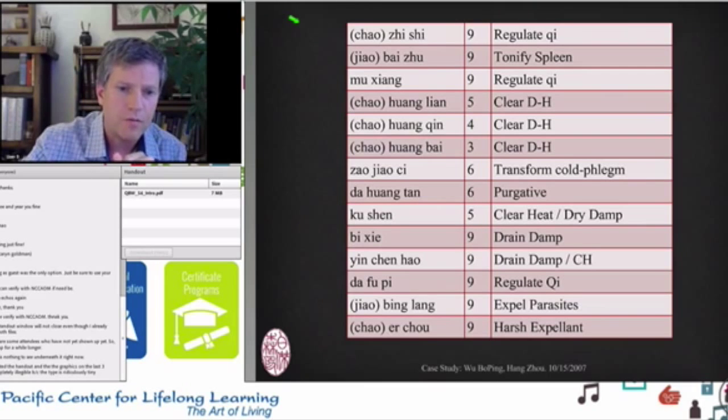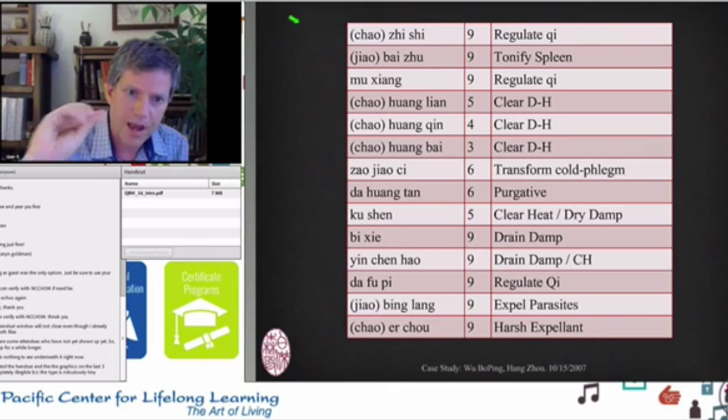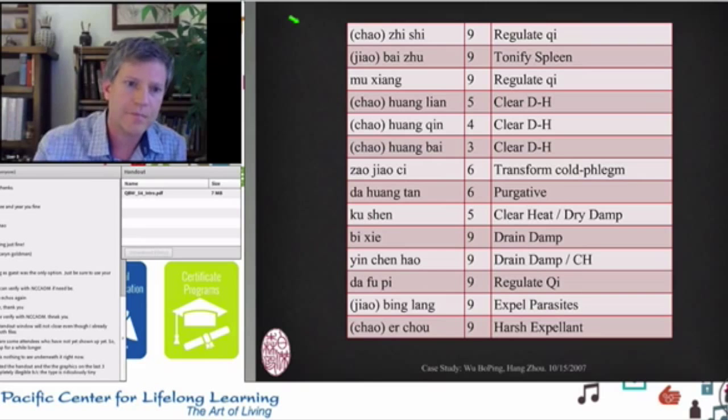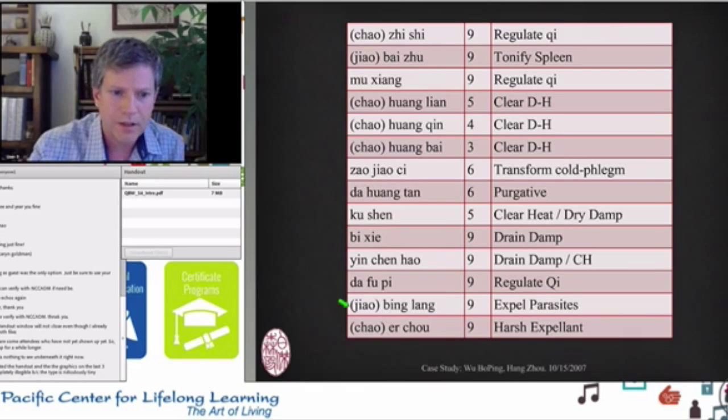If you look on the right and you just see the type of herb, the category it's in, like regulate qi, clear damp heat, it actually looks very chaotic. Expel parasites down here at Binglang. Archo is a harsh expellant. And if you look back at the case and try to make sense of this, it's quite difficult.